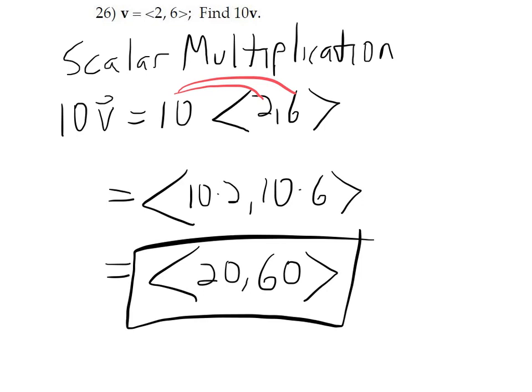So essentially what has happened is our old vector 2 comma 6 and our new vector 20 comma 60 in standard position start at the origin. They're in the same direction, but the 20 comma 60 has been scaled 10 times as long as it was before. That's why this is called scalar multiplication. It does not change the orientation or the angle of the vector, but it does change the length.